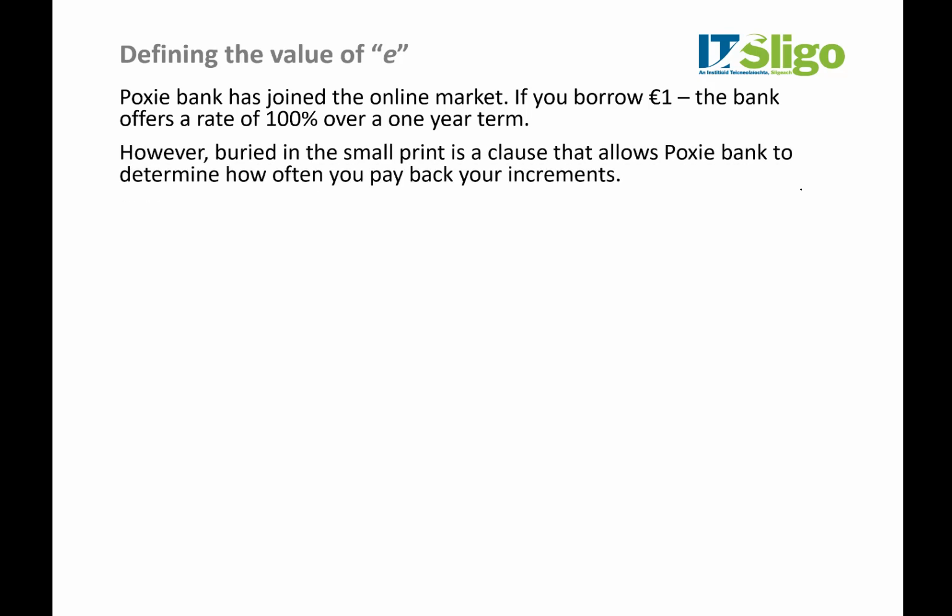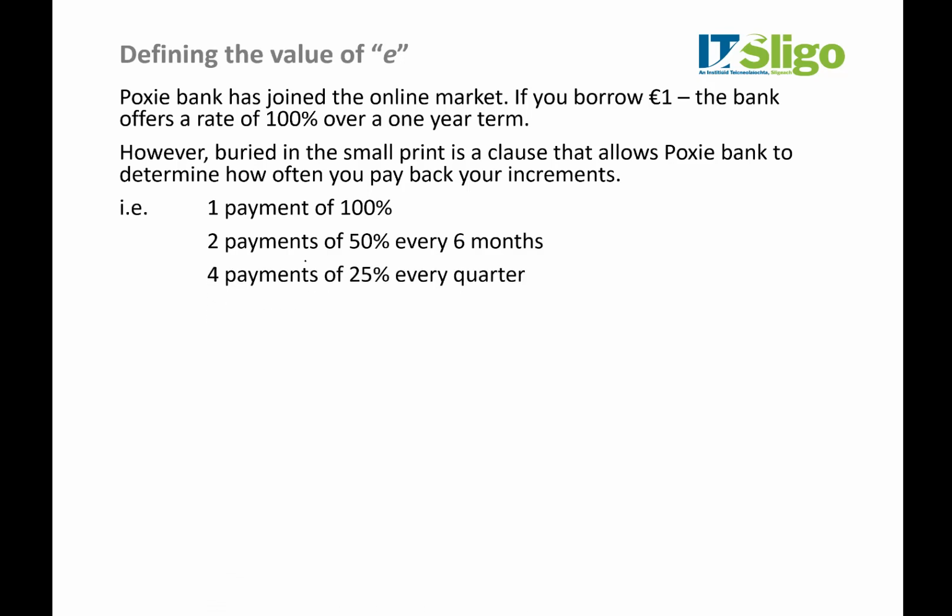Because of their name, though, buried in the small print is a clause that Poxy Bank can decide how often you pay back your increments. So they could say, okay, one payment of 100% at the end of the year. In that case, you'd pay back your €2. We'll look at all the maths of this on the next slide. Or they could say you need to make 2 payments of 50% every 6 months. So the 2 by 50 adds to 100, but it doesn't really. You could pay 4 payments of 25% every quarter. 12 payments of 8.33%, so 12 by 8.3 gives us our 100%.